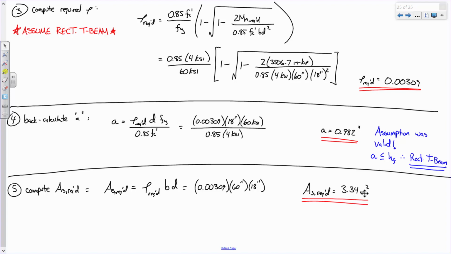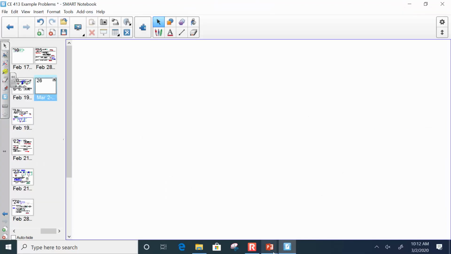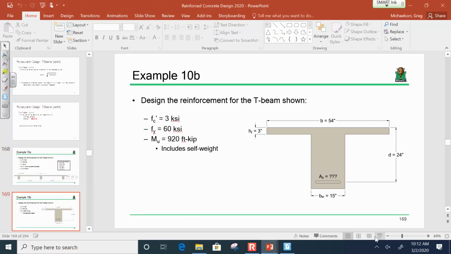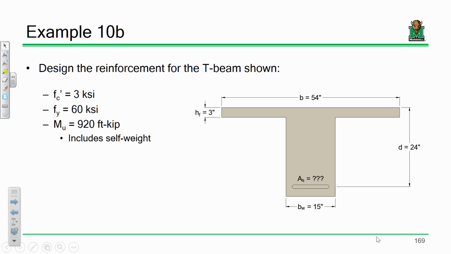All right. So we're going to do this again for a different problem. So here's our new problem. One of the things with this new problem is I've simplified it for us a bit. Instead of having to determine the effective flange width, I just gave it to you. And instead of determining the factored moment on the beam, I just gave it to you. It's not me trying to make it easier on you or anything like that. It's just that we've done this before.